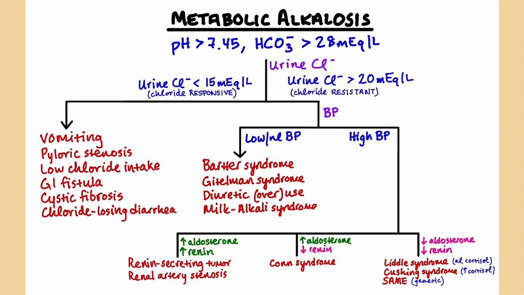All right, so we went over all of these things, and there are a few things that we didn't talk about. GI fistula, which is kind of going to simulate vomiting, except it comes out of a hole instead of your mouth. Cystic fibrosis, these patients have a defective chloride channel. Chloride-losing diarrhea, that is a congenital syndrome. We didn't talk about renin-secreting tumors, but as you know, renin triggers the renin-angiotensin-aldosterone system, so that's going to cause an increased aldosterone. And then we talked about some of these other things.